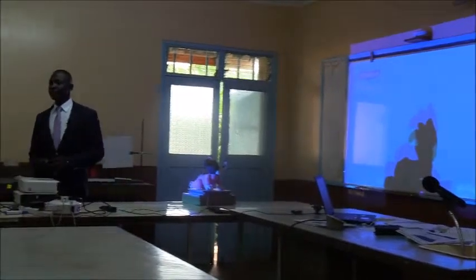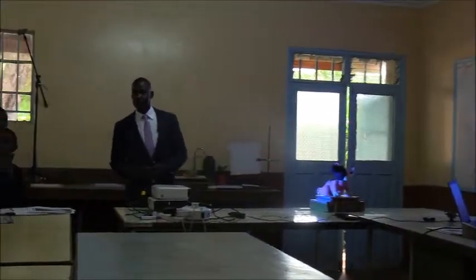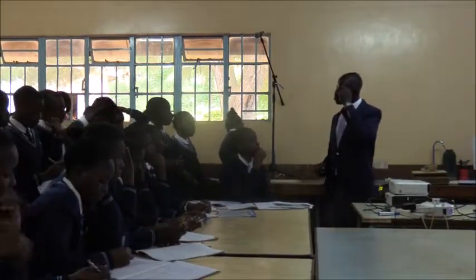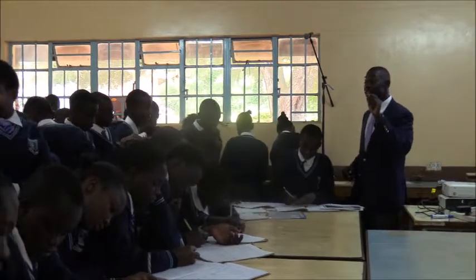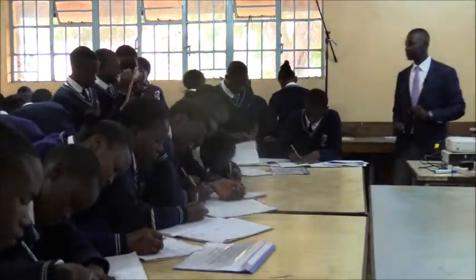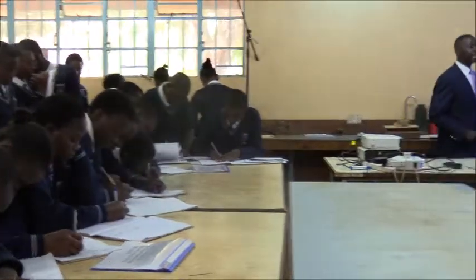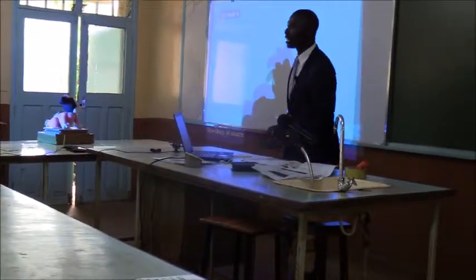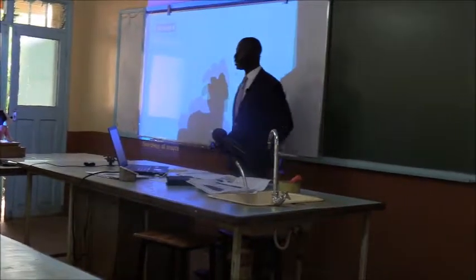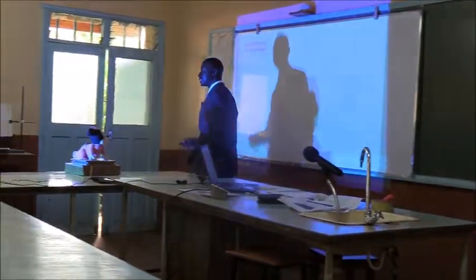Yes, Peter. The region with total darkness. Yes, it is the umbra. So in other words, what is an umbra? We are defining an umbra as a region of total darkness in a shadow.